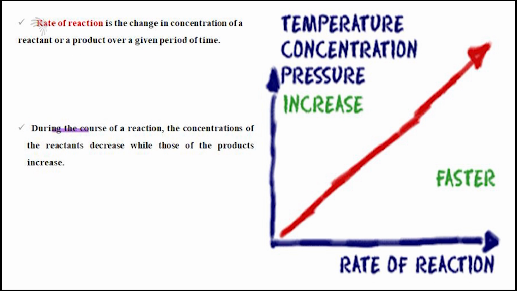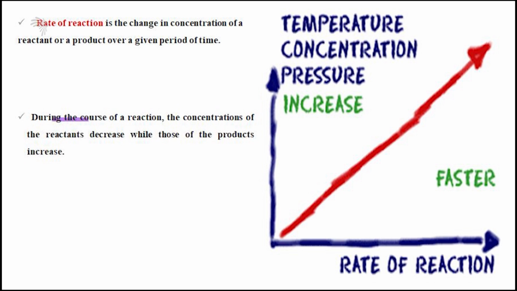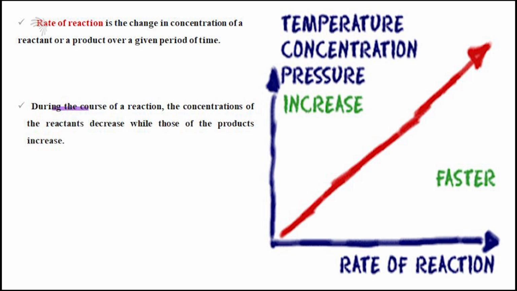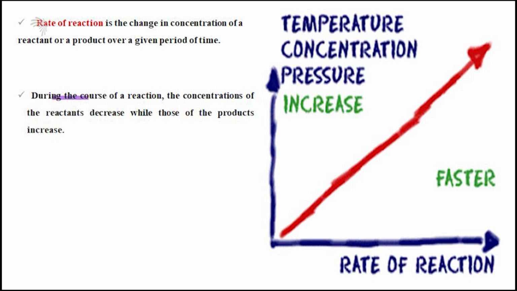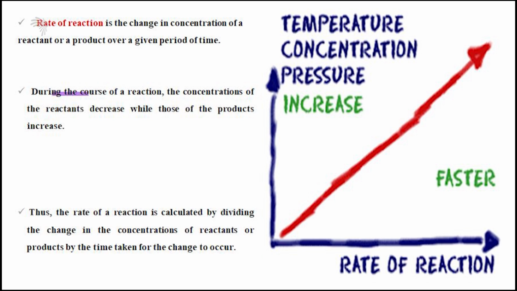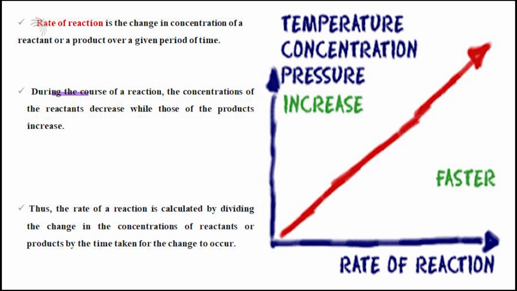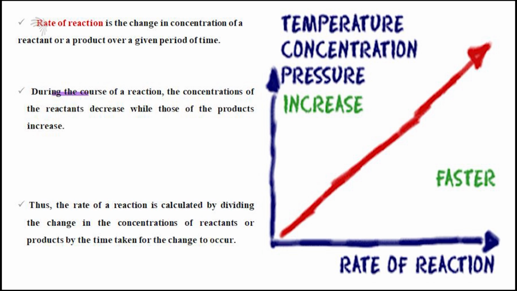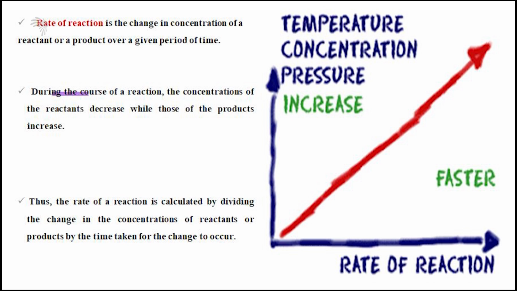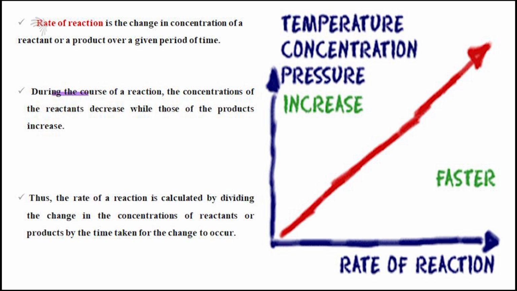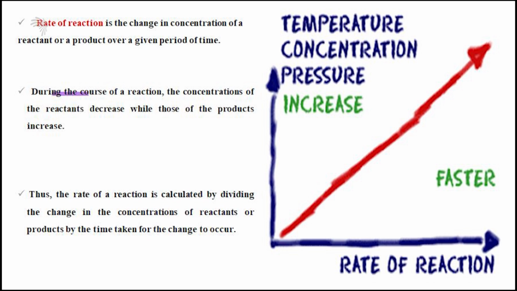During the course of a reaction, the concentrations of the reactants decrease while those of the products increase. Thus, the rate of a reaction is calculated by dividing the change in the concentrations of reactants or products by the time taken for the change to occur.